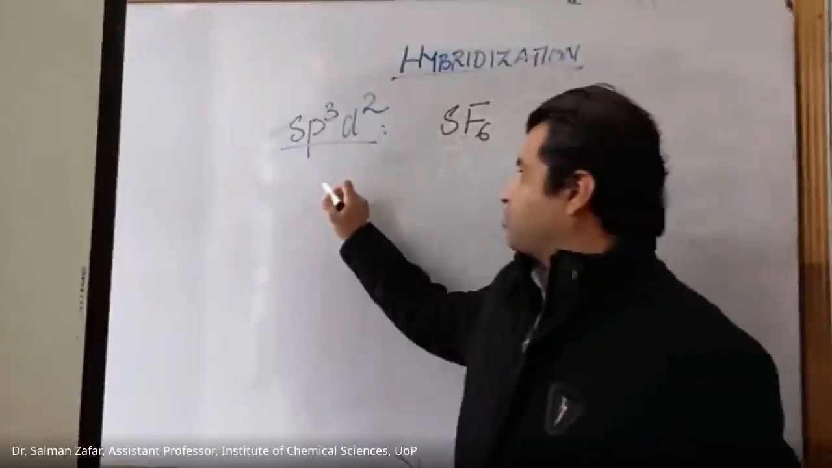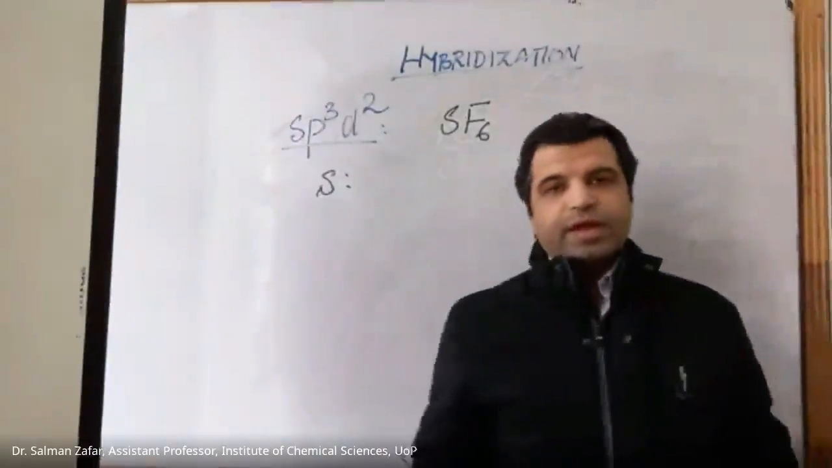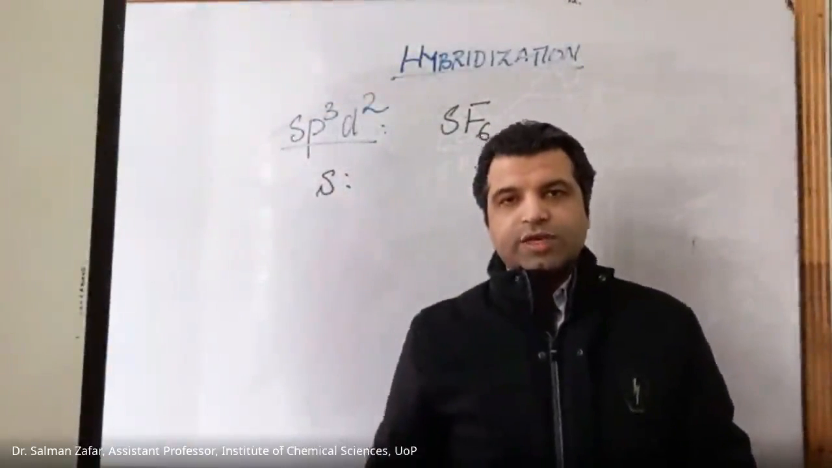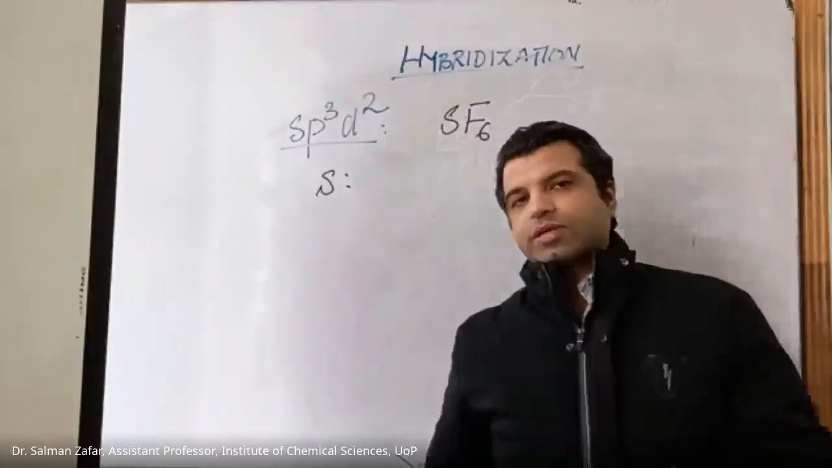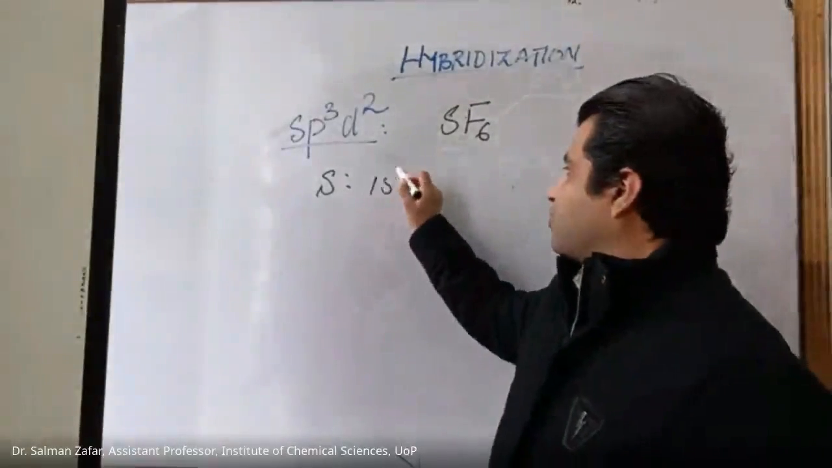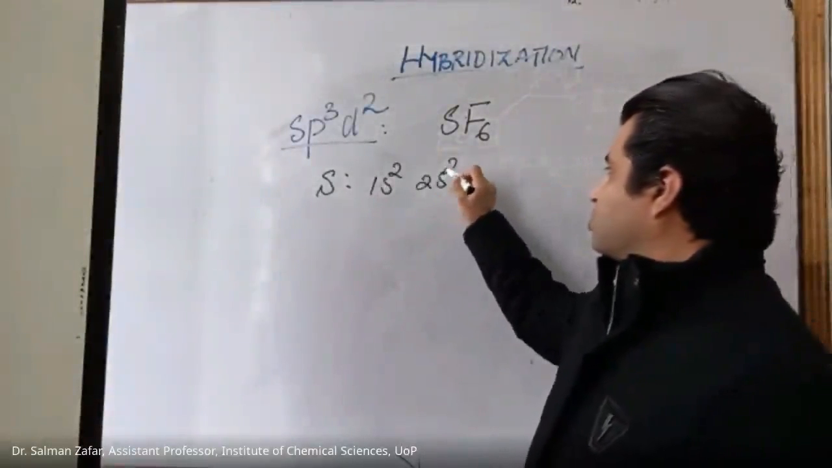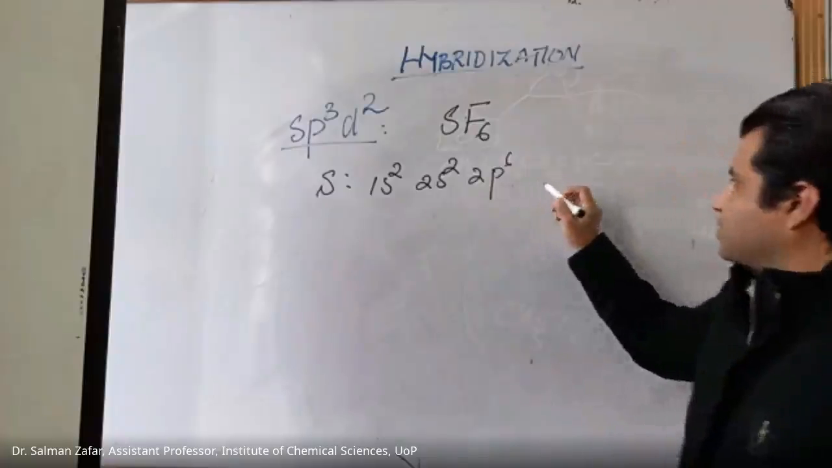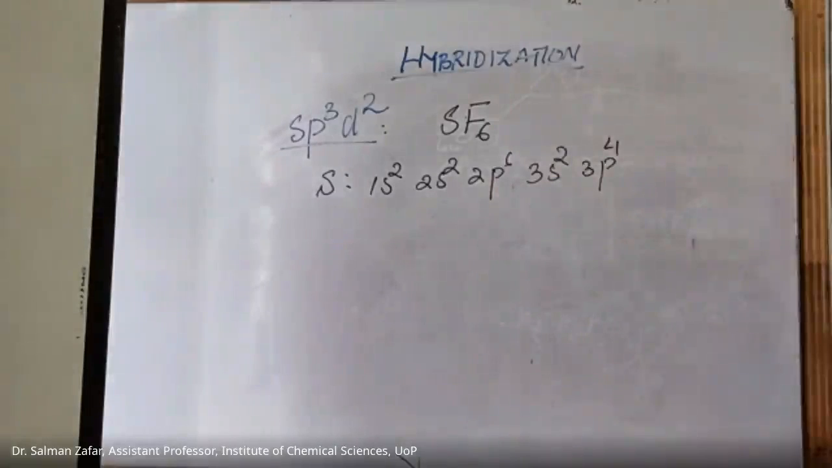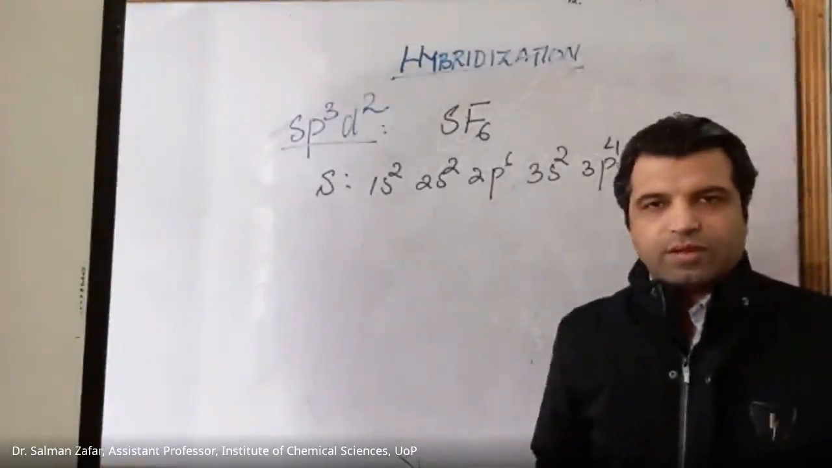Sulfur belongs to the 6th group, and it lies under oxygen. Its atomic number is 16. If you write its electronic configuration, that is 1s2, 2s2, 2p6, 3s2, 3p4. So this is the electronic configuration of sulfur.